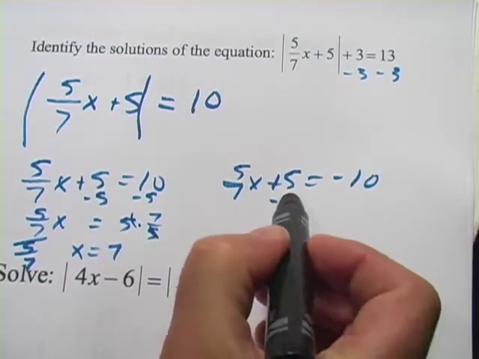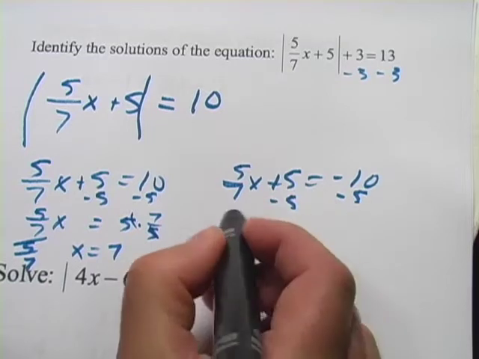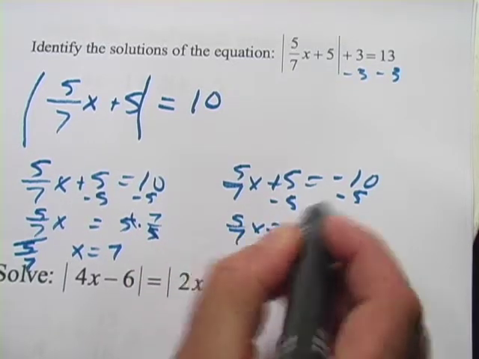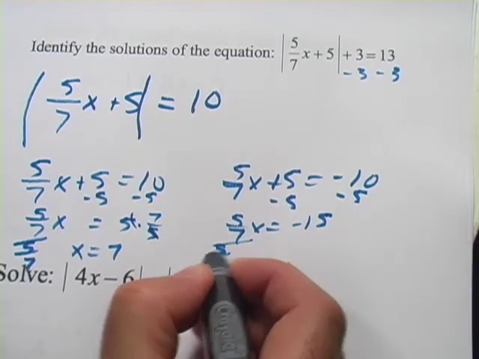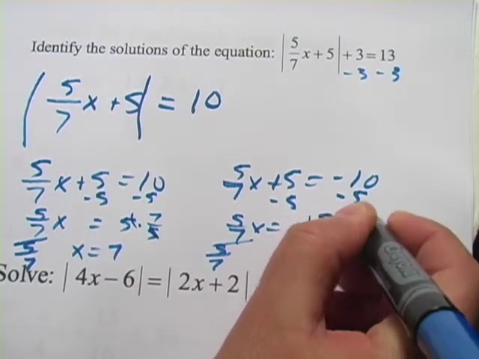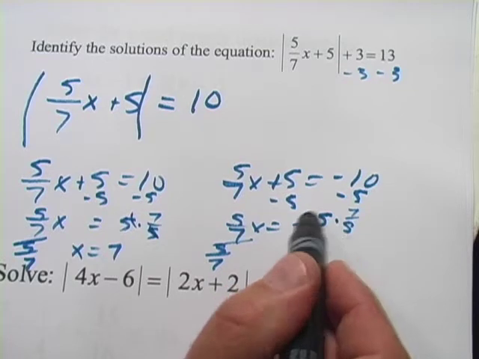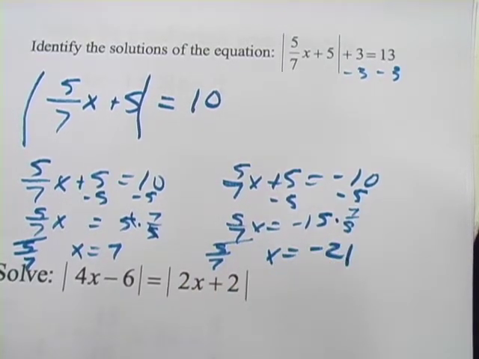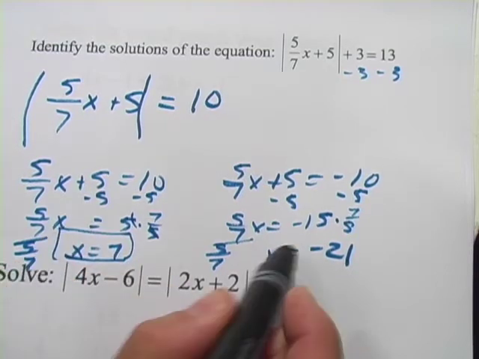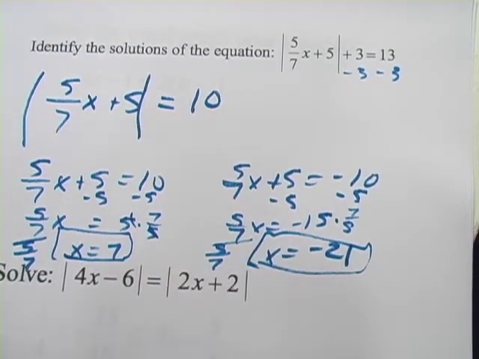And over here, I subtract 5. I get 5/7 x equals negative 15. Do the same thing, I'm dividing by 5/7, which is the same thing as multiplying by 7/5. So I'm going to get a negative 3 times 7, so x will equal negative 21. So those are our two answers, and then with absolute value, you probably want to just plug them back in and make sure that they work.